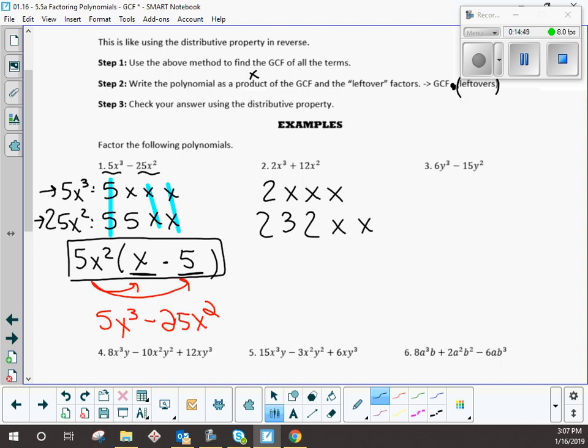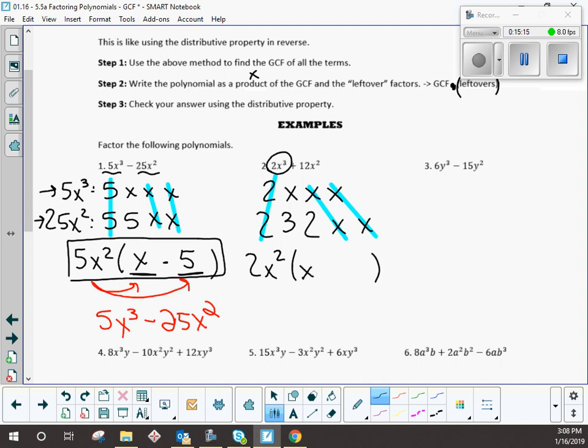All right. What did y'all find that they had in common? A 2 and 2 x's. How do I write that down? 2 and 2 x's. All right. What am I going to write next? Parentheses, okay. And then it's going to be the leftovers from the first term. What did I have left over?